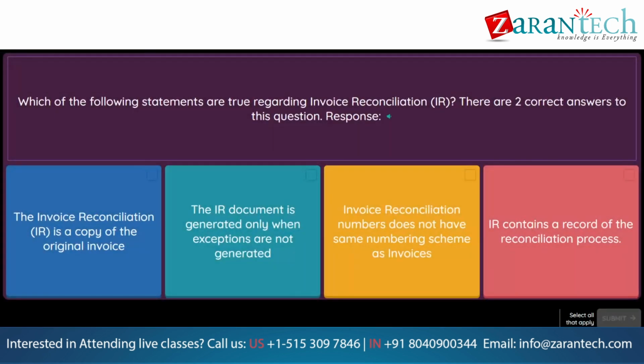Question: which of the following statements are true regarding invoice reconciliation, IR? There are 2 correct answers to this question. Response: Option 1: the invoice reconciliation, IR, is a copy of the original invoice. Option 2: the IR document is generated only when exceptions are not generated. Option 3: invoice reconciliation numbers do not have the same numbering scheme as invoices. Option 4: IR contains a record of the reconciliation process.